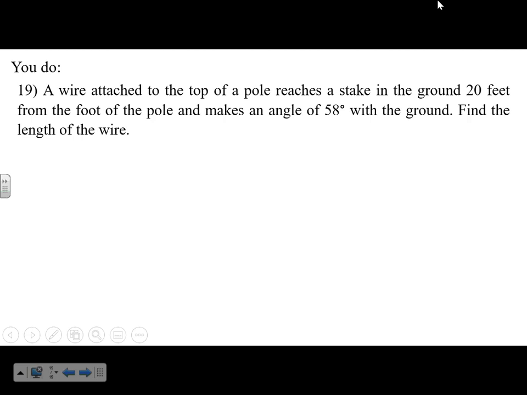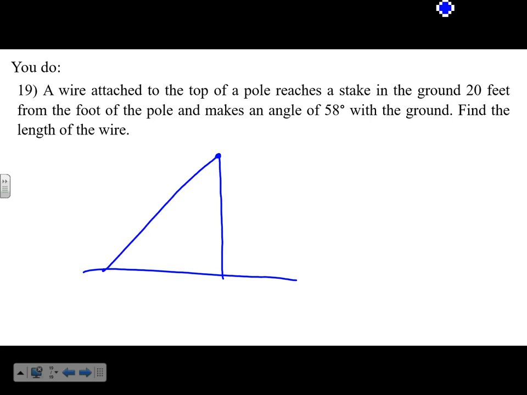And the last one: a wire attached to the top of a pole reaches to a stake in the ground 20 feet away. So we have a pole right here. Here's the ground. A wire goes from the top of that pole to the ground 20 feet from the foot of the pole. So that's 20 feet here. It makes an angle of 58 degrees with the ground. Again, make sure you're careful with that. Find the length of the wire.